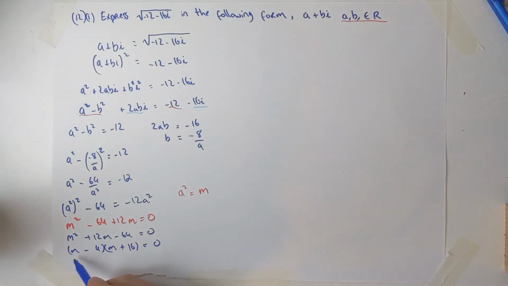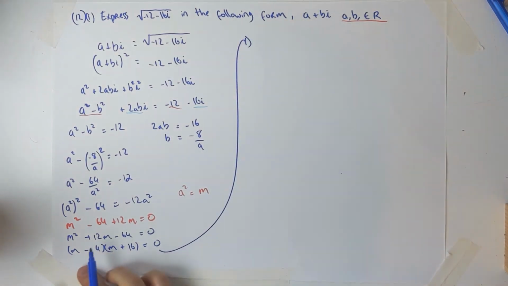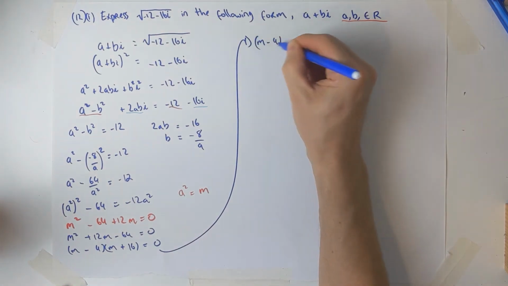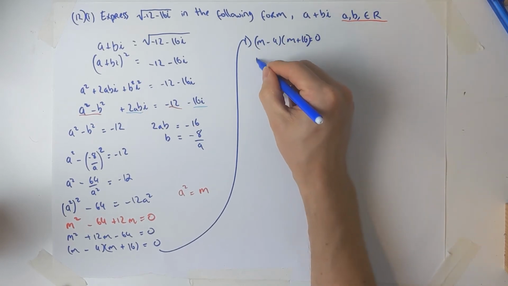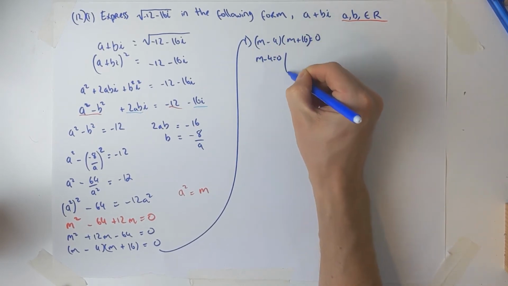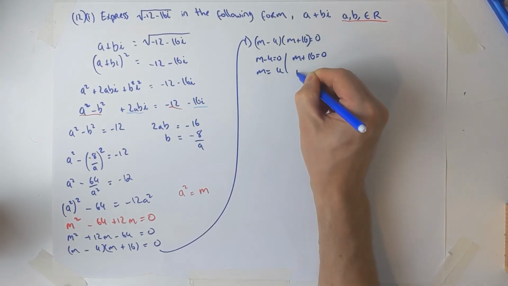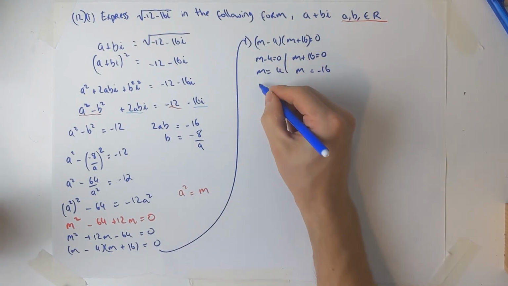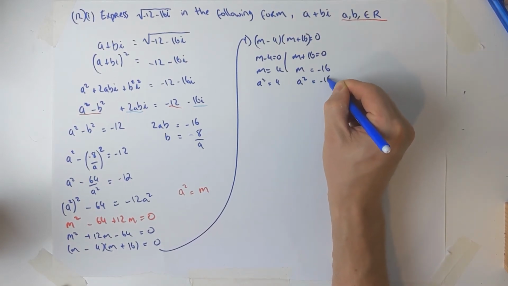I'll just continue over here because I don't know if the camera is catching all of that. We've got m minus 4, m plus 16 is equal to 0. So solving that, you get m minus 4 equals 0, m plus 16 equals 0. So m is equal to 4, m is equal to minus 16. But of course, m is also a squared. So you do your substitution back. You get a squared is equal to 4, a squared is equal to minus 16.